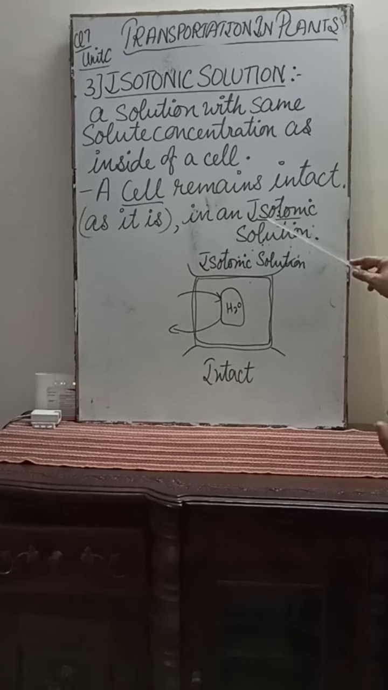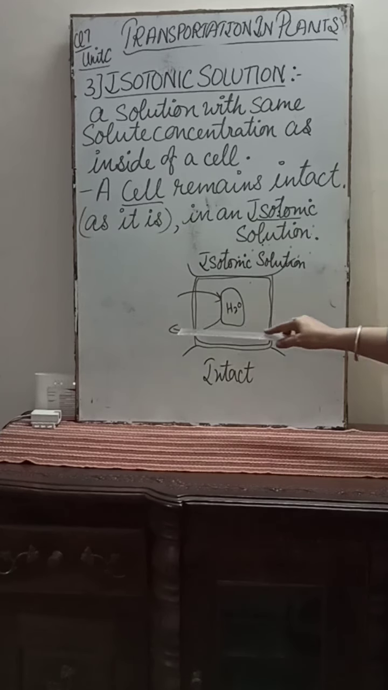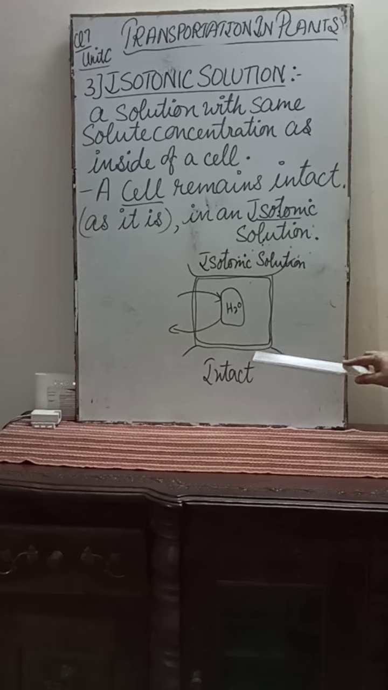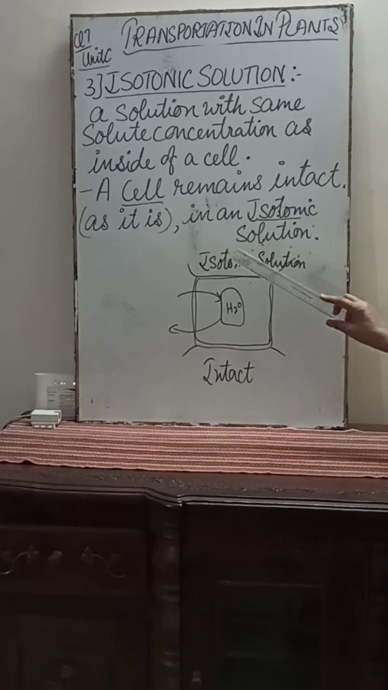When the cell is dipped in an isotonic solution, there are no changes. It neither grows in size nor shrinks in size. So it is as it is. You see, there is absorption of water and there is release of water also. So the size of the cell is the same. It remains intact as it is. The cell size remains the same because the concentration inside and outside of the cell is the same.